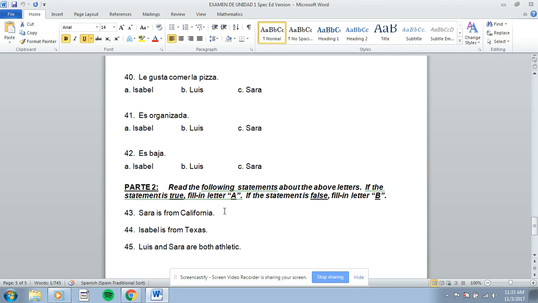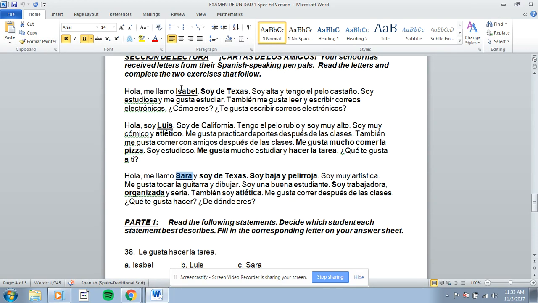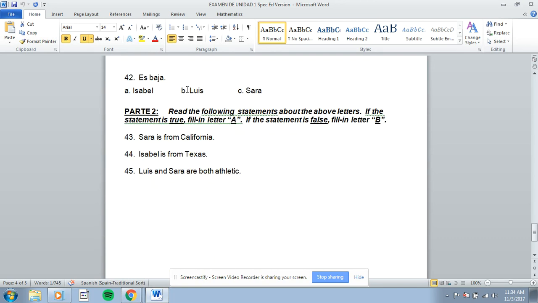44, Isabel is from Texas. So look back at Isabel. She's right here in the first paragraph. Is she from Texas? If she is from Texas, put true or the letter A. If she is not from Texas, put false or the letter B.